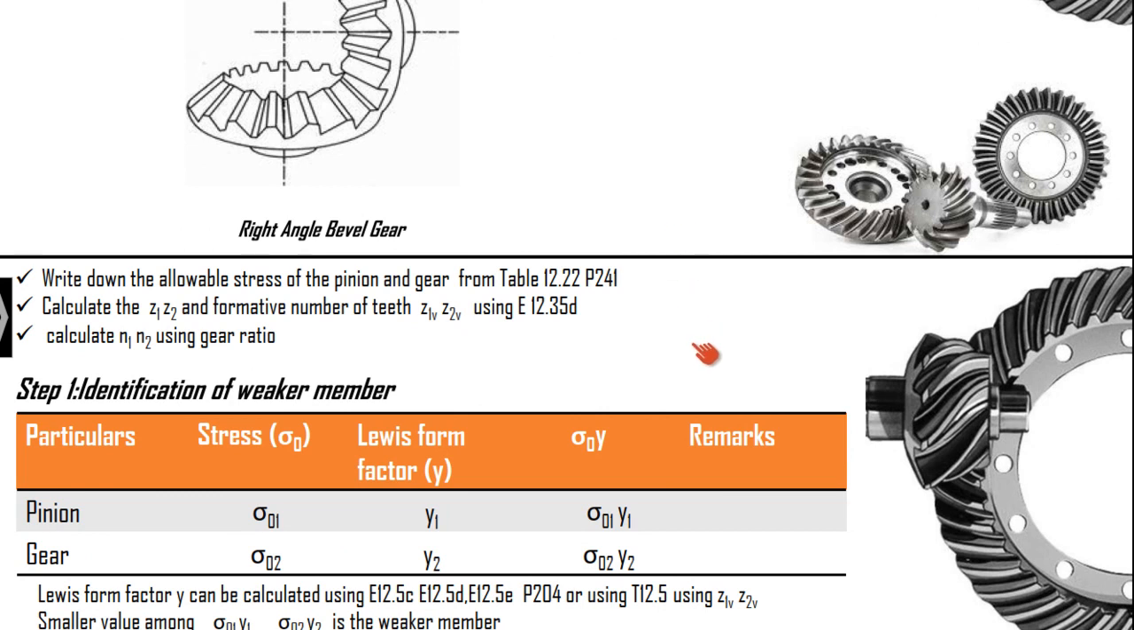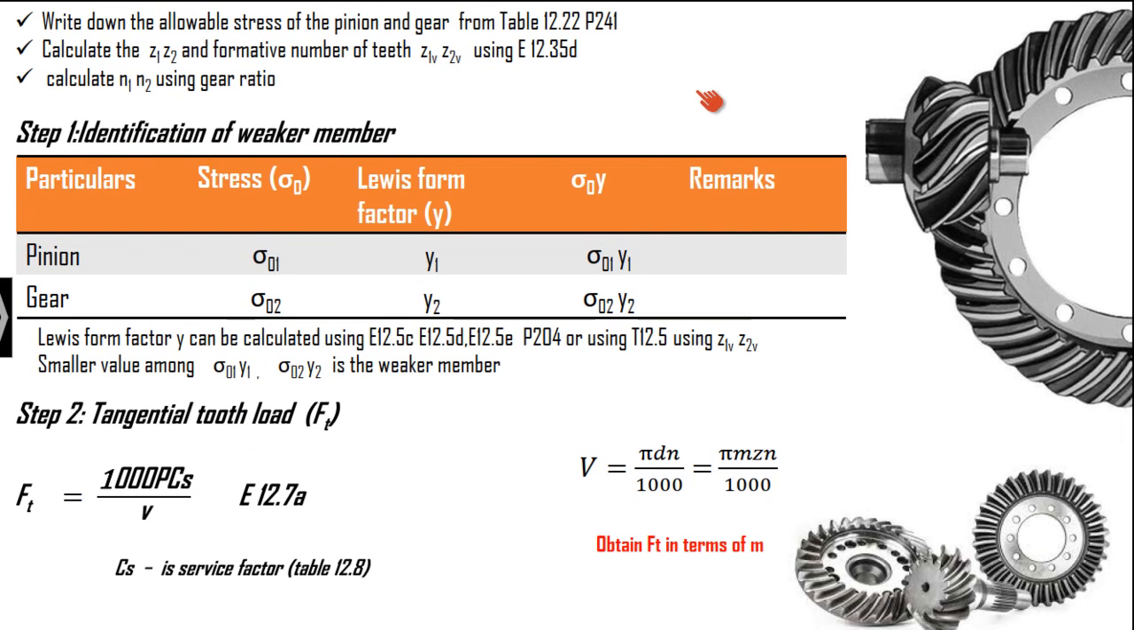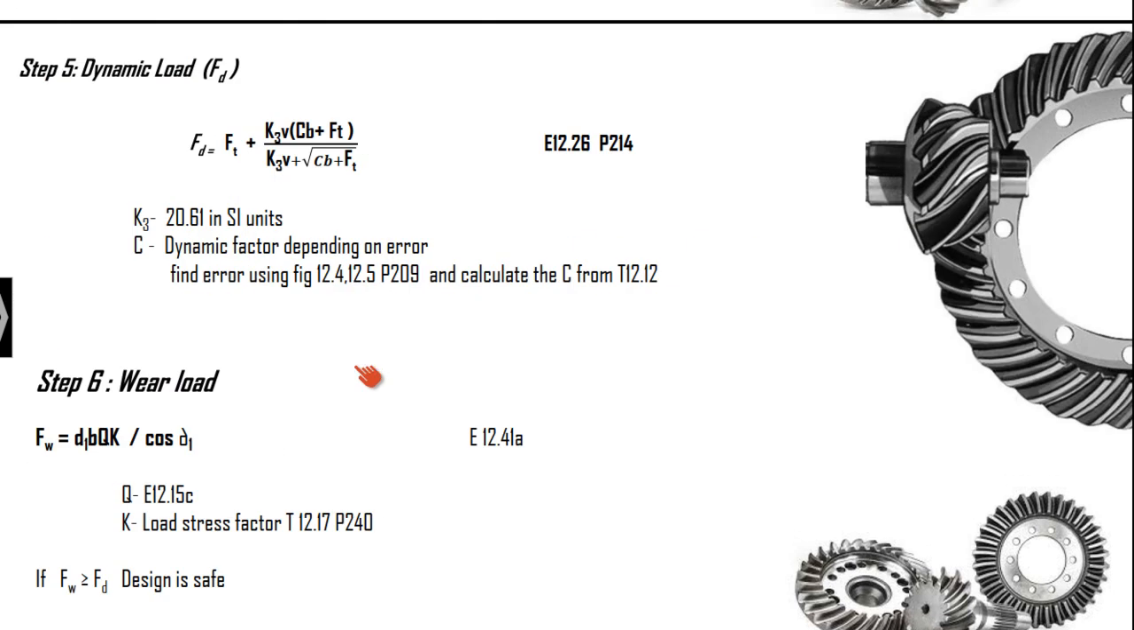Now let us discuss the design procedure, how we have to design it. So initially, all the initial steps remain the same, because you have to write down the allowable stress for the pinion and gear. You have to calculate Z1 and Z2 for the type 1 problem, and also you have to calculate the formative number of teeth Z1B and Z2B using equation 12.35D, and also you should have N1 and N2. All these data should be readily available with you for the design. Now let us move to the data book. We will discuss a few points in the data handbook, then we will come back here and discuss the design procedure.